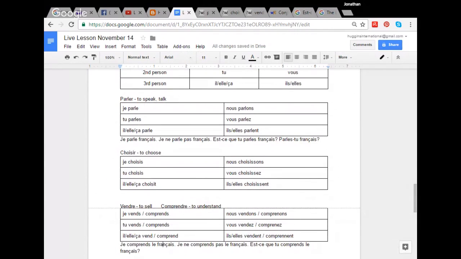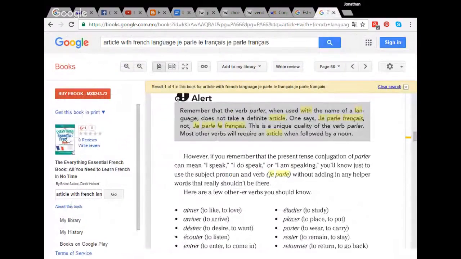I was looking at this one book, the Everything Essential French book, and they have an alert saying, remember that the verb parler, when used with the name of a language, does not take a definite article. One says je parle français, not je parle le français. This is a unique quality of the verb parler. Most other verbs will require an article when followed by a noun. And here are other examples of these kinds of ER verbs. You can find other resources that have lots of ER verbs like étudier, écouter, aimer, arriver.